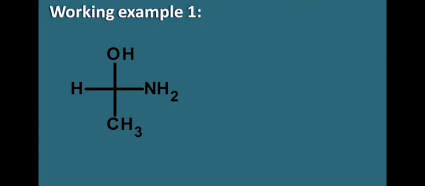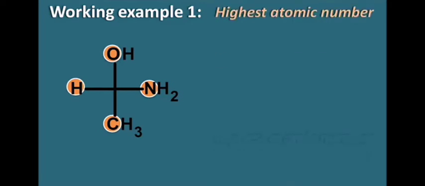In assigning the R and S configuration, we have to give the priority order to the groups attached to the stereoactive center. So the OH group is attached by oxygen, the NH2 group is attached by nitrogen, the CH3 group is attached by carbon, and finally hydrogen is attached to the stereoactive center. Here the priority order is given based on the highest atomic number.